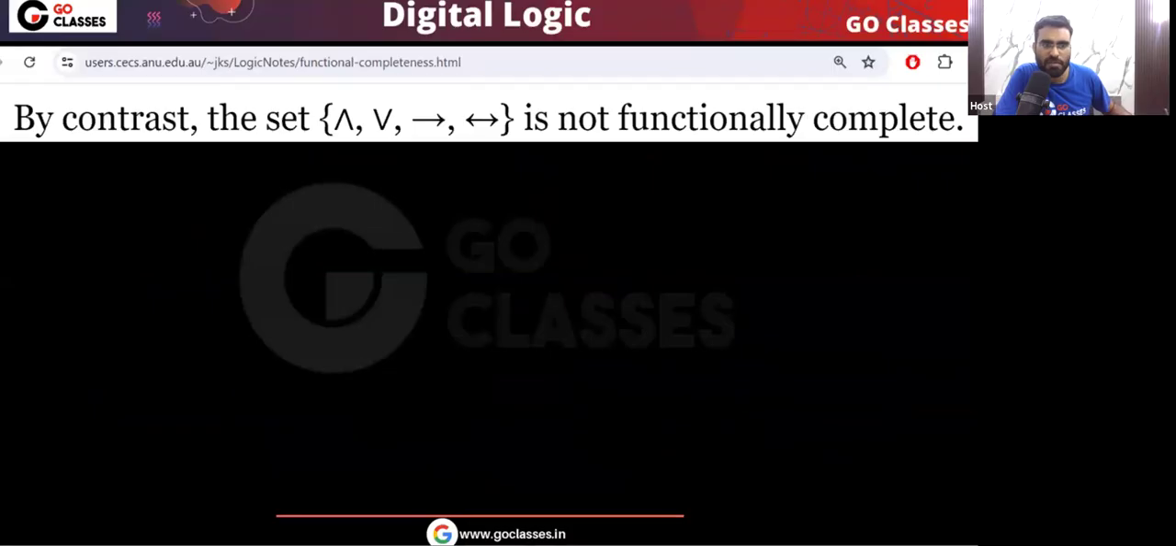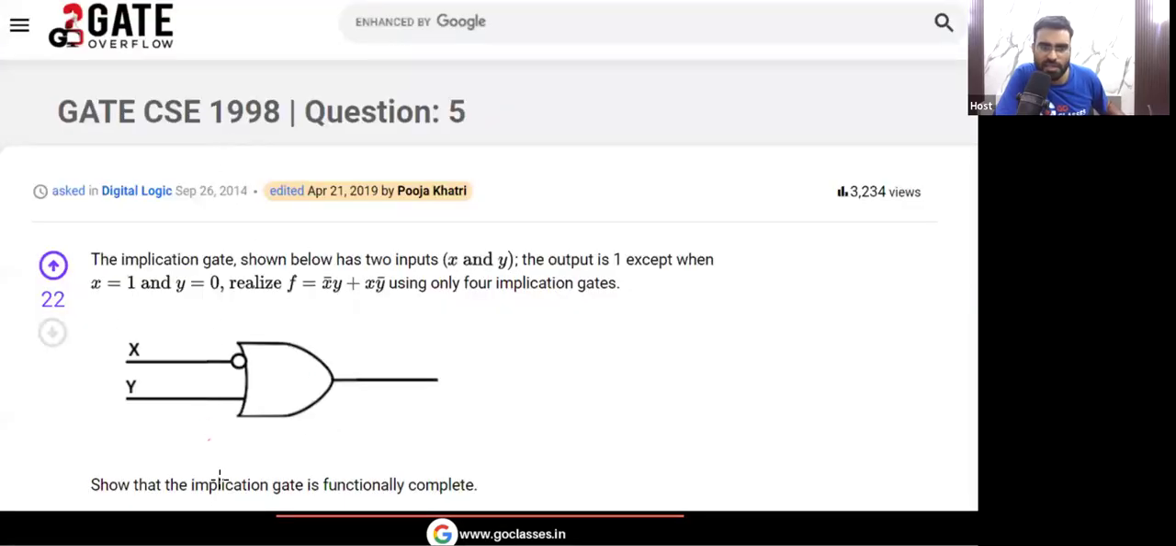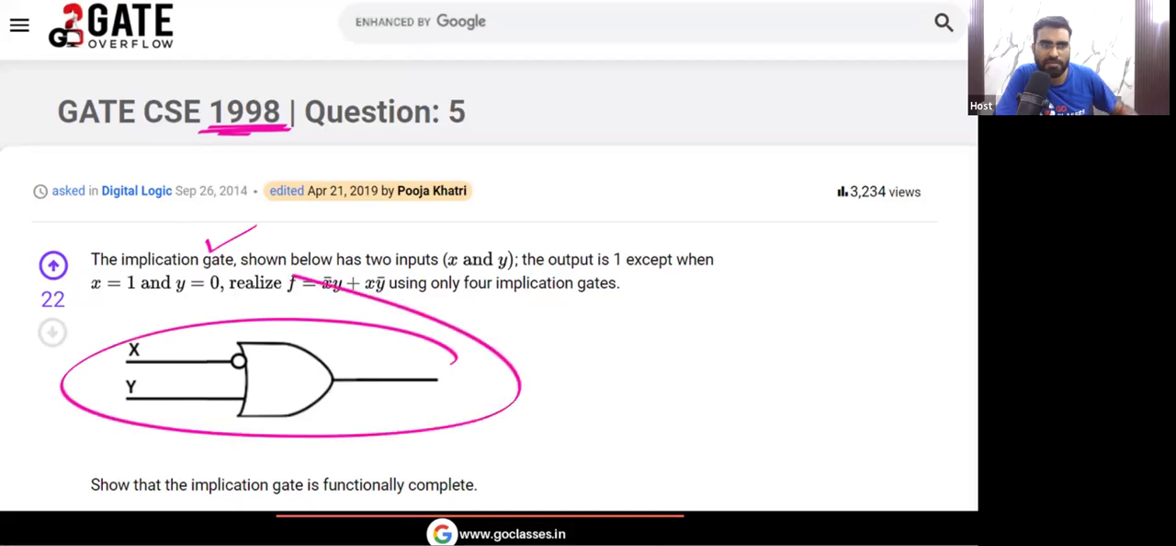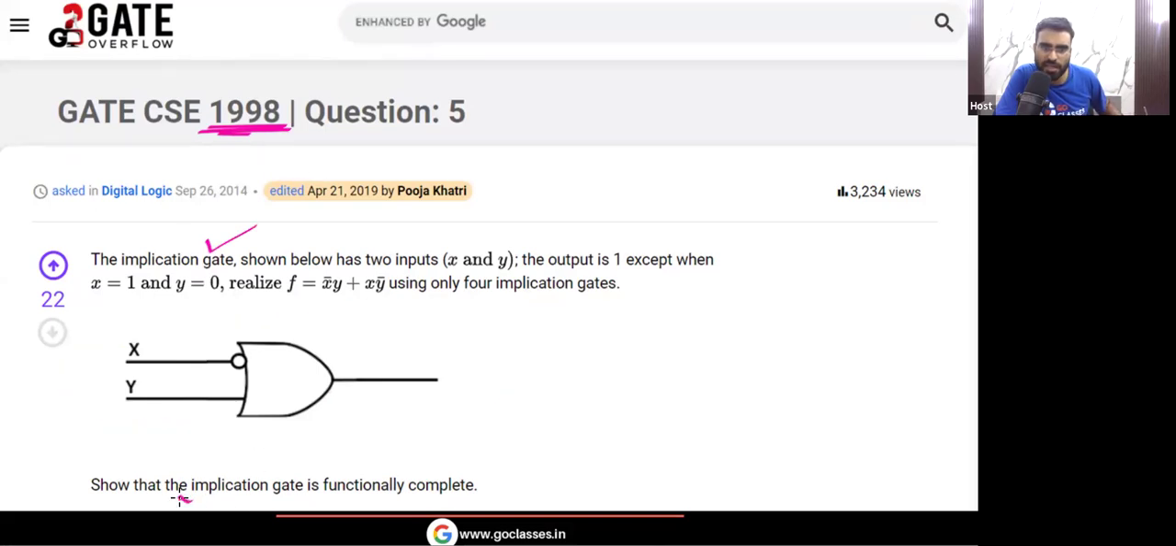Let me show you all the GATE exam questions so far. For example, you can see this is not functionally complete. We have already seen why. Here you have implication, but still this is not functionally complete because all of them are one preserving. But if you see this implication gate, this is functionally complete. Look at this GATE 1998 question. The question is talking about the implication gate, and we have to prove that the implication gate is functionally complete.